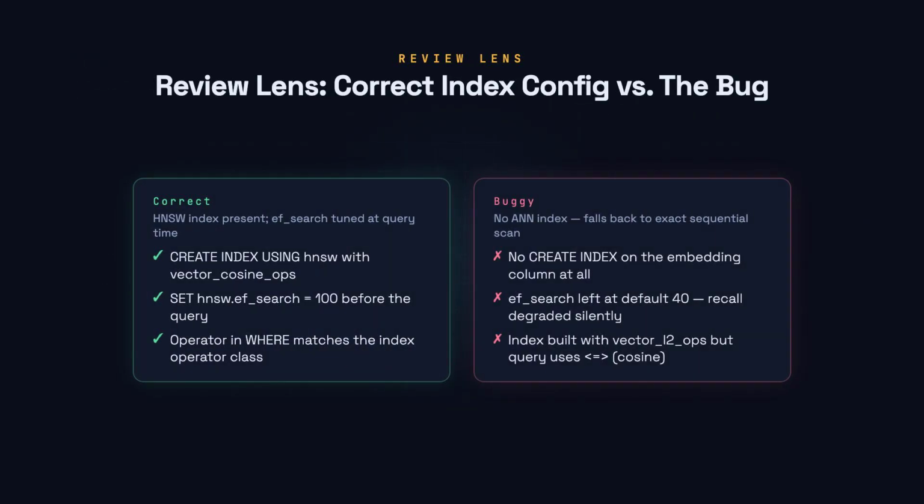3 things kill pgvector performance in code review. First, no index exists at all, and every query does a full table scan. Second, ef_search is never raised from its default, so recall quietly degrades. Third, and easiest to miss, the operator class on the index does not match the distance operator in the query, so Postgres ignores the index entirely.